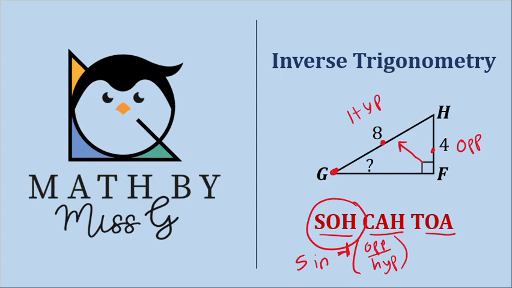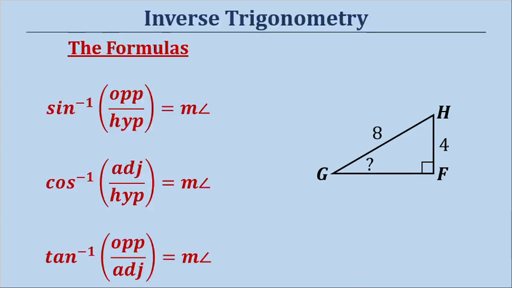Let's take a look at our three formulas to start with. We have inverse sine of opposite over hypotenuse, which would use the 4 and the 8. We have inverse cosine of adjacent over hypotenuse, which would use this unknown side and the 8. And inverse tangent, which would use the 4 and the unknown adjacent.